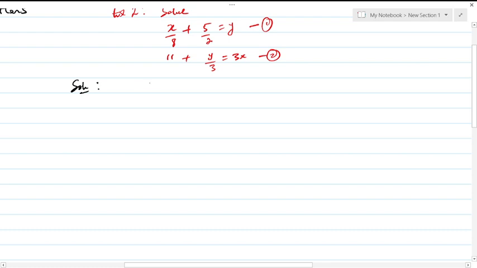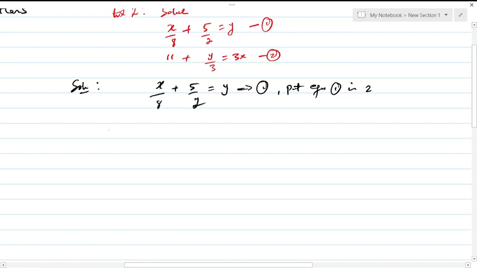All right, we have x. We already have y as the subject of equation 1. So x over 8 plus 5 over 2 is equal to y. So this is equation 1. I'm going to put equation 1 in equation 2.